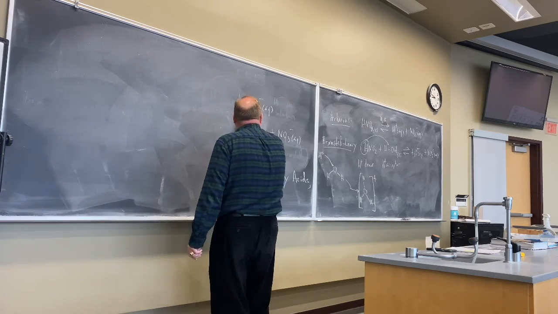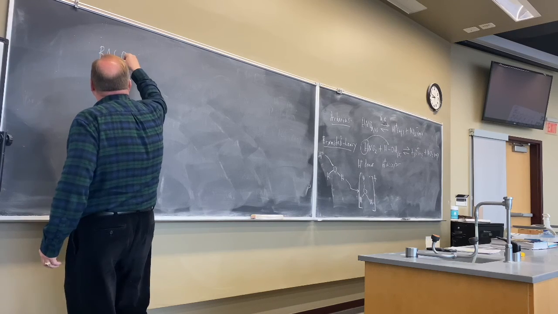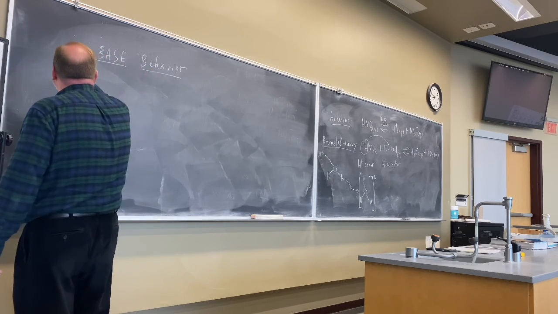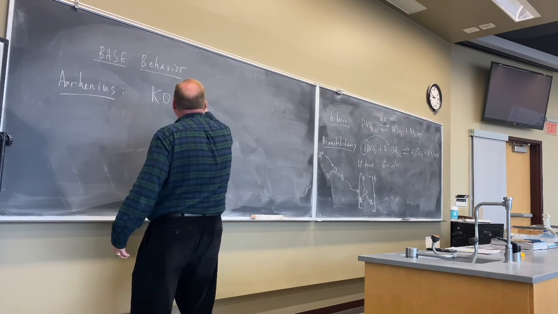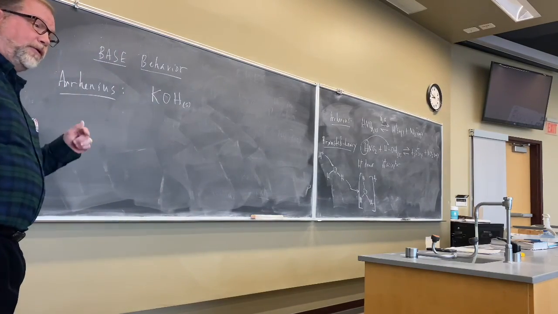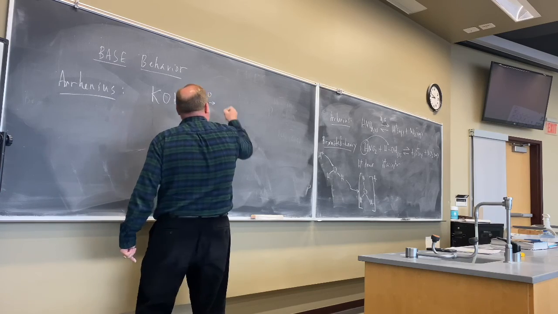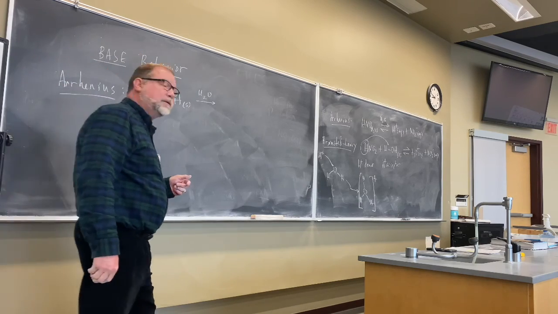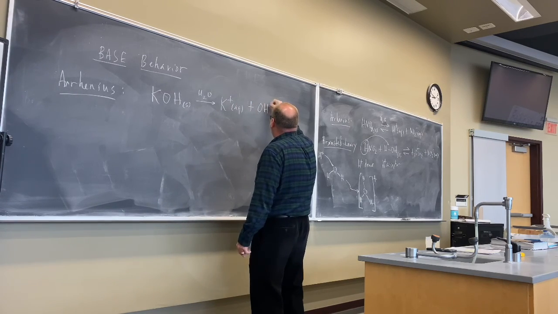All right. Now let's compare that to base behavior. Remember that all of our Arrhenius bases are metal hydroxides. They're also ionic compounds. Therefore, they are all solids at room temperature. If we take a base like potassium hydroxide and we throw it into water, it's a strong base, a strong electrolyte. Every single formula unit is going to ionize. And on the product side, we get an aqueous proton, I'm sorry, K plus, and an aqueous hydroxide.